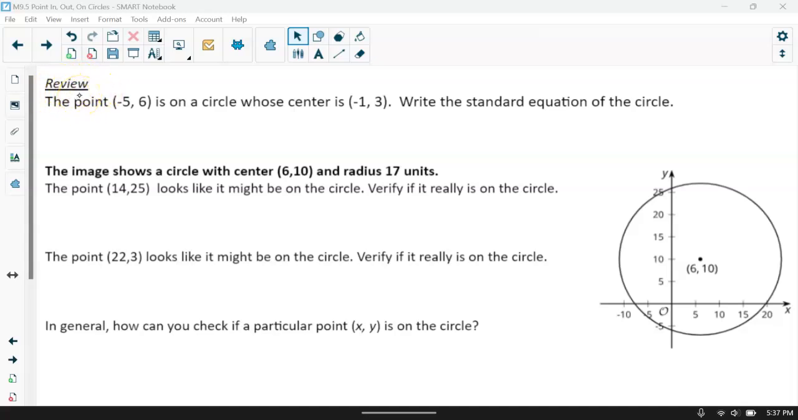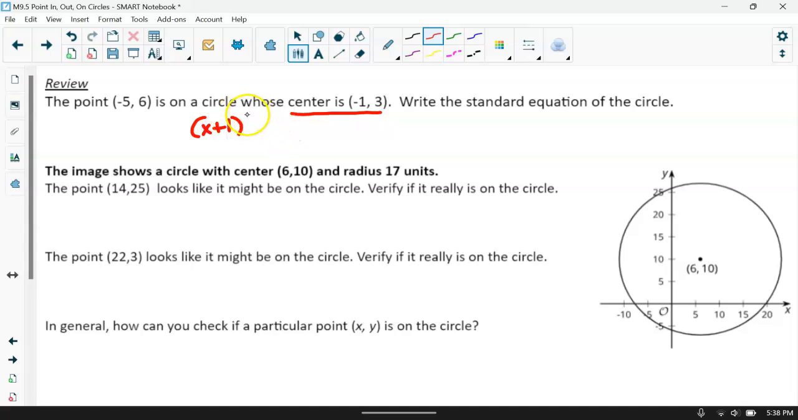If you want to pause the video, go ahead and do so. You're going to use this information here to write the standard equation. And here we go. Remember, we always focus on the center, which is (-1, 3). So here I've got (x + 1)² + (y - 3)² = r², which we don't know. But we do know a point that is on the circle. So here's my x, here's my y.